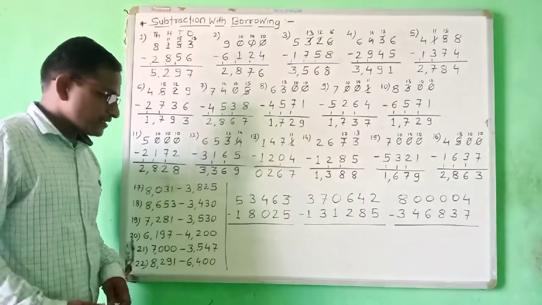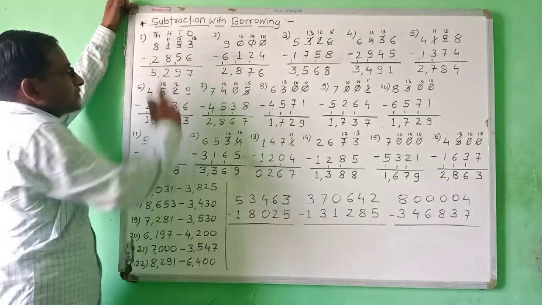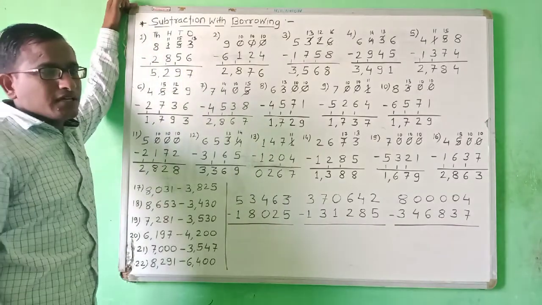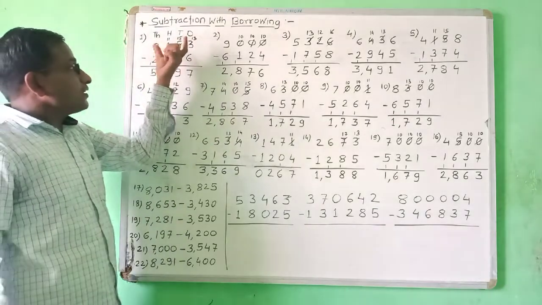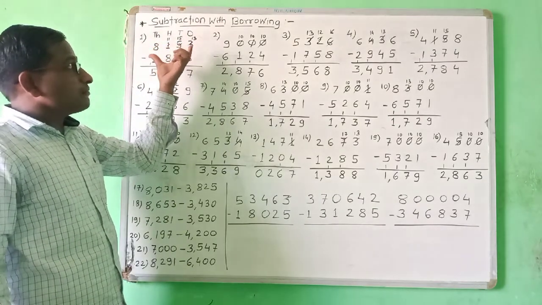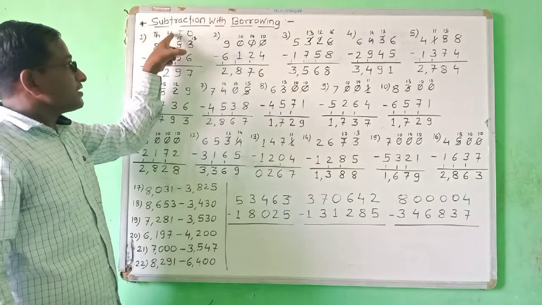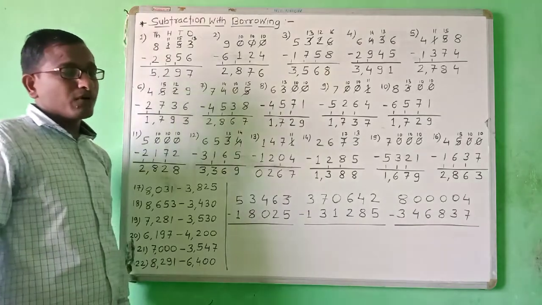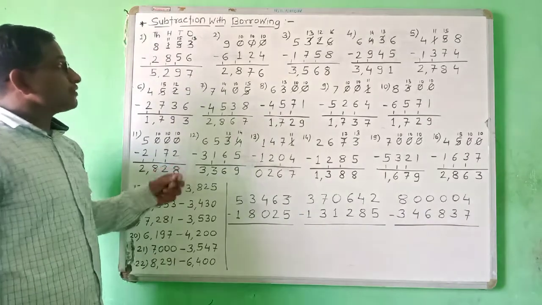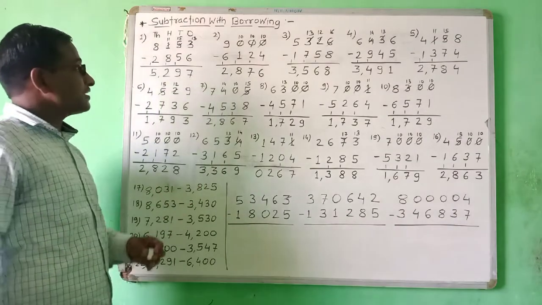See here in our first example, 8153 minus 2856. Here four numbers are present. In a four-digit number, from the right-hand side, the 1's place, 10's place, 100's place, and 1000's place are present. So you always start the subtraction from the right-hand side.